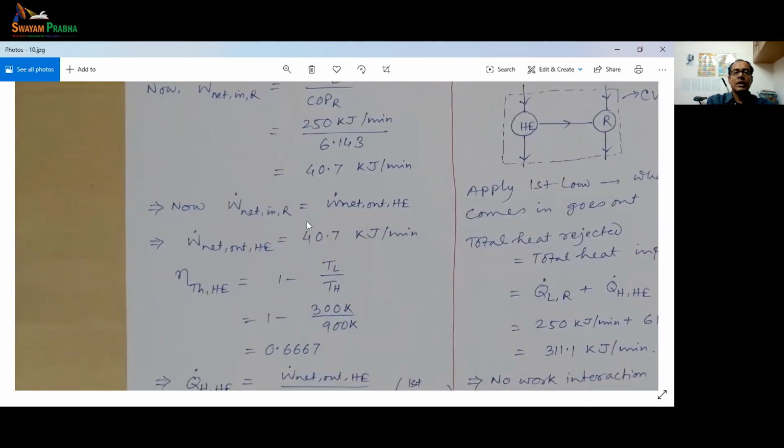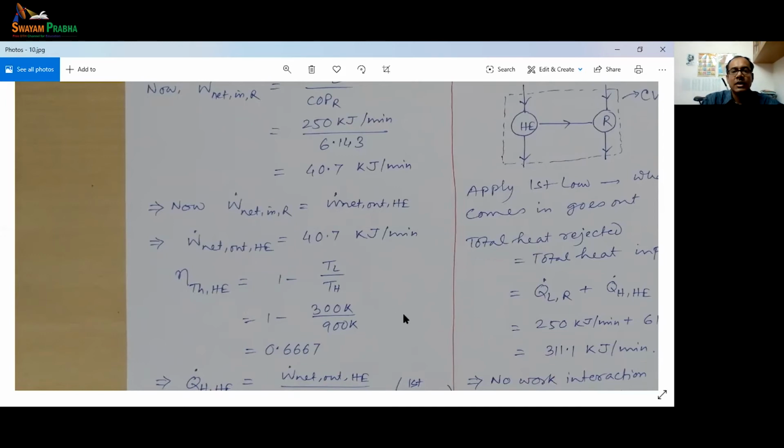Now we know that all this work that is coming into the Carnot refrigerator side is coming from the Carnot heat engine itself. So this W dot net in R will be equal to W dot net out for the heat engine, HE, the same value. So that means the heat engine work output is also 40.7 kilojoule per minute.